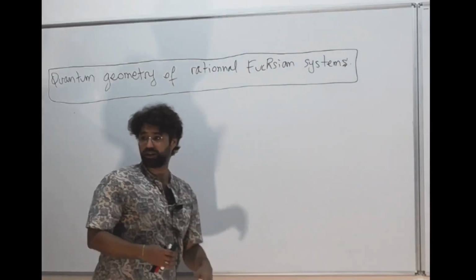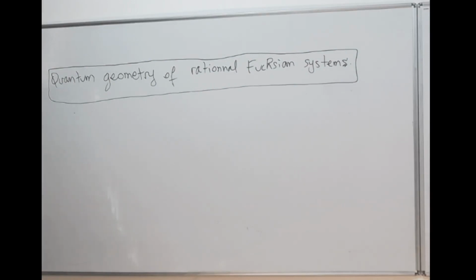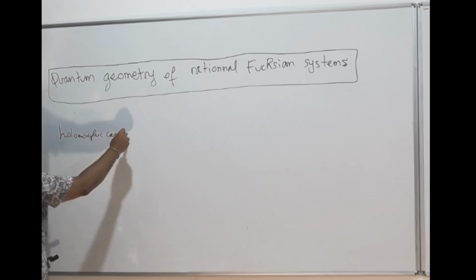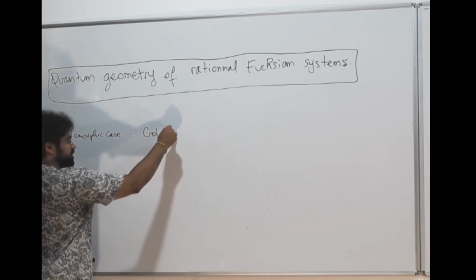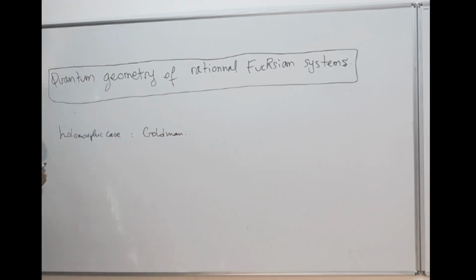In the holomorphic case, this was defined by Goldman. In the holomorphic case on Riemann surfaces, this is due to Goldman. In general, you have a connection in a principal bundle over a Riemann surface which is holomorphic, and you consider the homology with local coefficients relative to that holomorphic connection. But here we're looking at the sphere with a meromorphic connection, so it's a slightly different case.